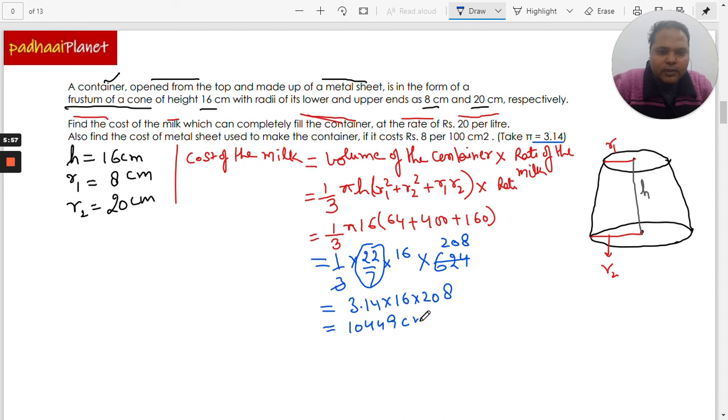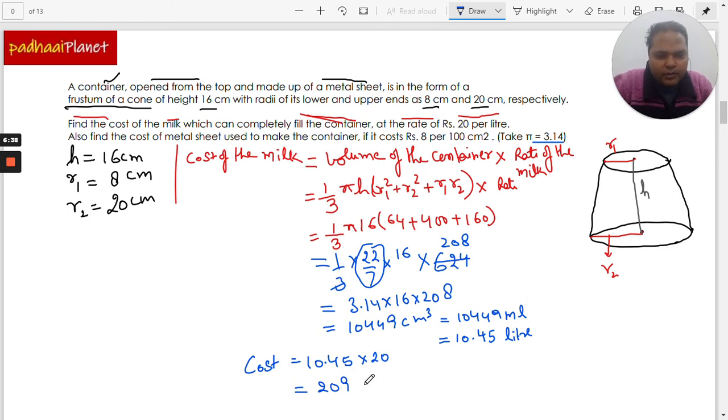Now this is cubic centimeter, which can also be equal to 449 milliliters. So we can write this is equal to 10.45 liters. That means the cost is going to be 10.45 multiplied by 20, and the answer is going to be 209, right? 209 rupees is going to be the answer.